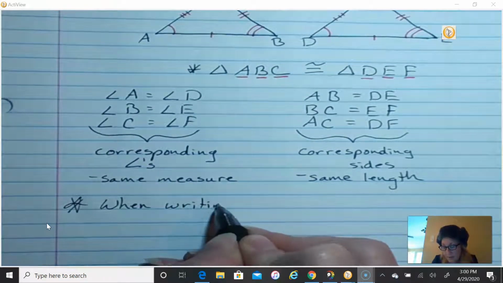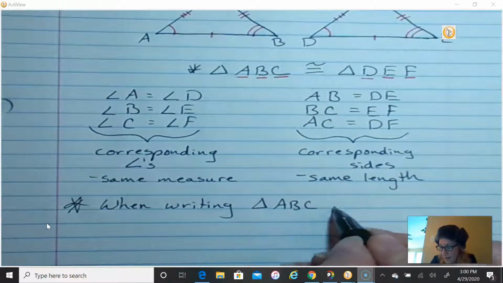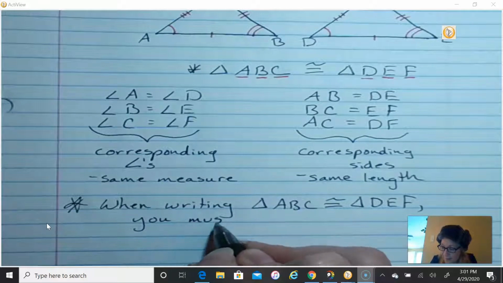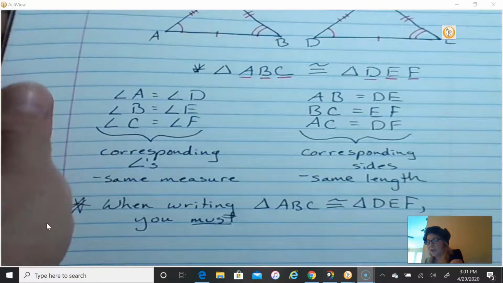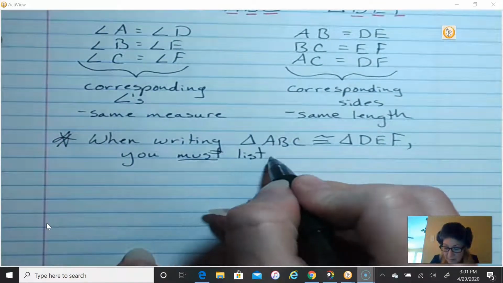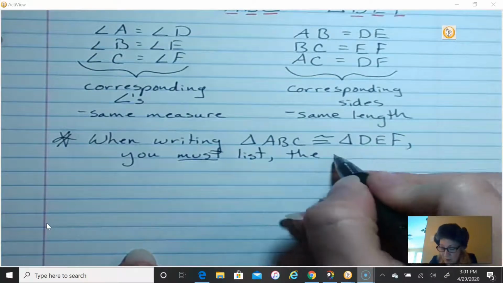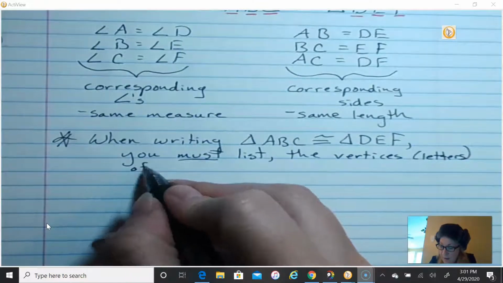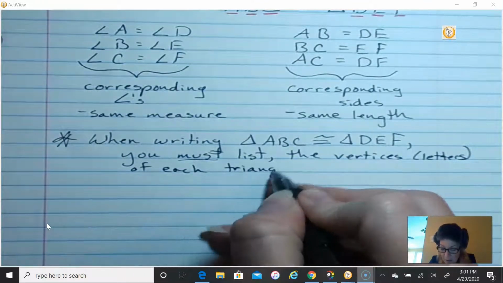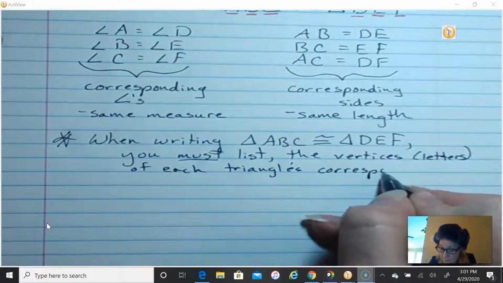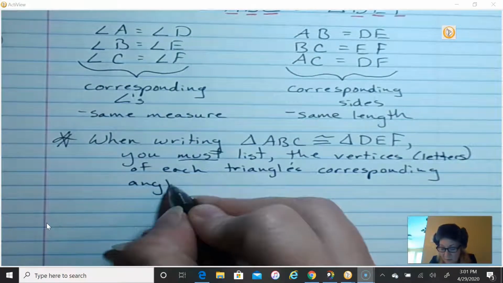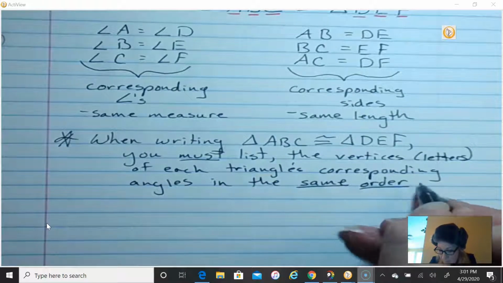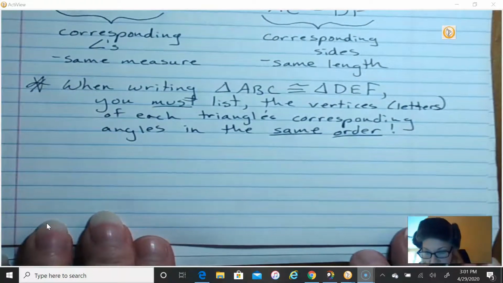When writing triangle ABC is congruent to triangle DEF, you must, and the sixth graders really had trouble with this when they learned it, you must list the vertices, which is your letters, of each triangle's corresponding angles in the same order. Always, always, always. Got it, guys?